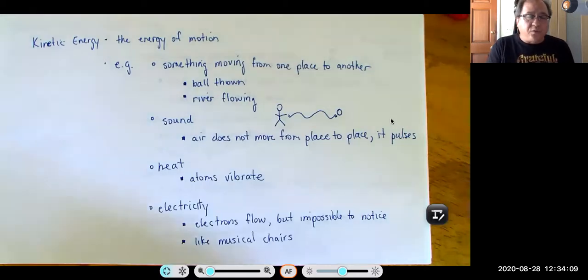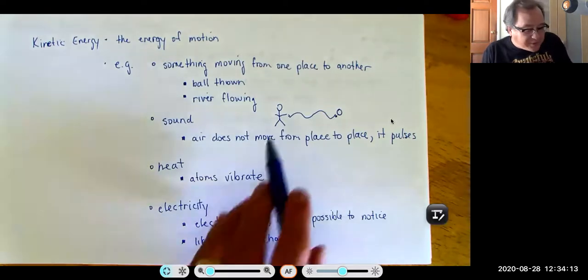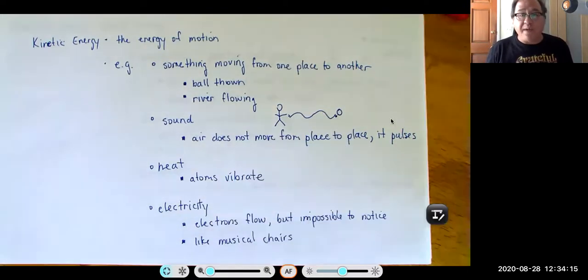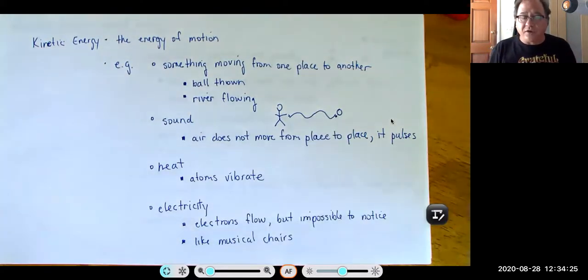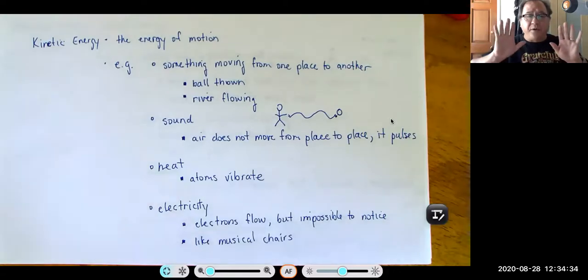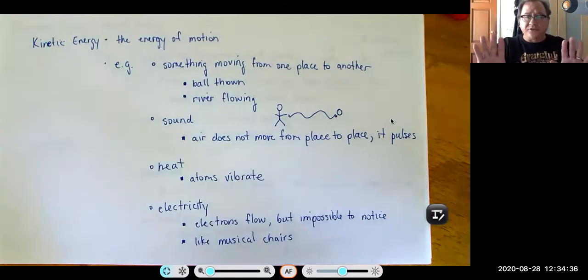Well, did the rope move? And the answer is no. The rope is still between the wall and the person. The rope hasn't moved from one place to the other, yet energy has been transferred down the rope. Those little humps of rope are pulses of rope. That's the same way that sound works. When I speak, I'm pulsing the air. And when the air pulses, it'll pulse against your eardrum.